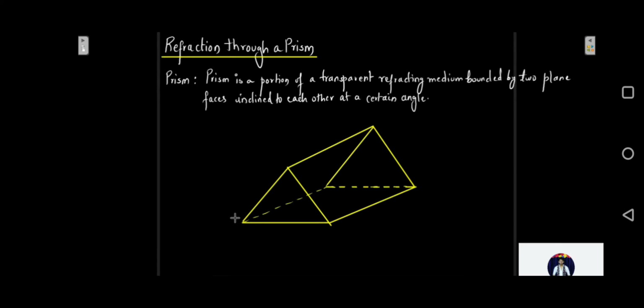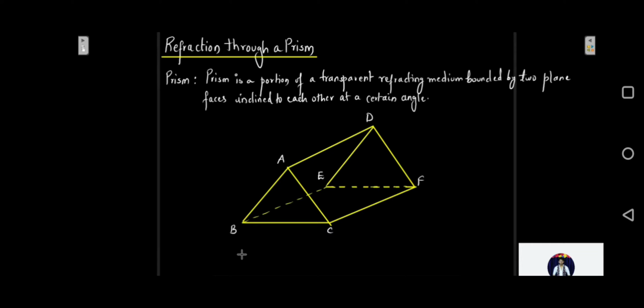So first of all, it is a transparent medium, and second, there are two plane faces which are inclined to each other at a certain angle. So one face can be considered this, another face is this, and they are inclined to each other. The figure which you see over here is what a prism looks like. If I name this figure, let me name it A, B, C, D, E and F.